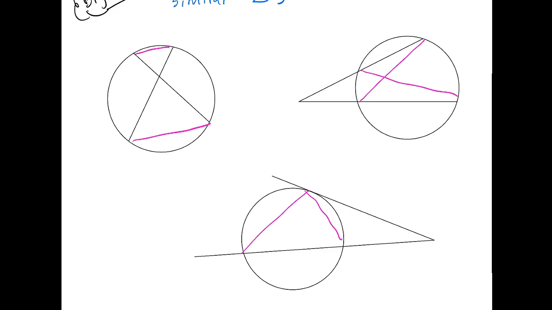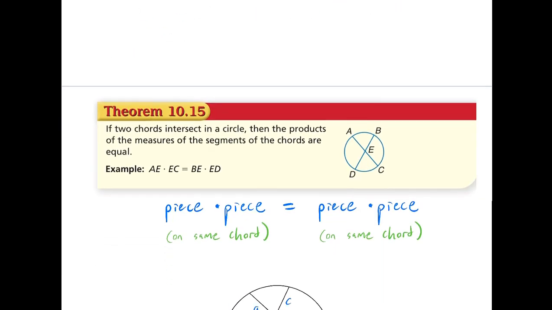Quadratics will come up in this because you'll be multiplying things like x times x plus 8, so we'll solve some of those problems together. So let's get into it.